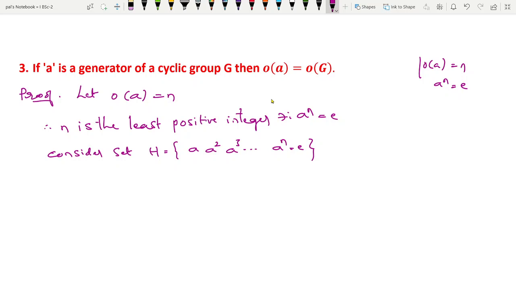And clearly all these elements are elements of the group G. G is the set, and it is generated by the element A. So here H is the set which consists of the elements which are generated by the element A. So H is the set like this: A, A square, A cube and so on, up to A to the power of n equal to E. These elements are distinct.